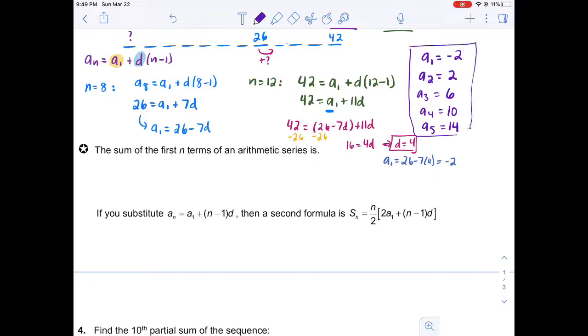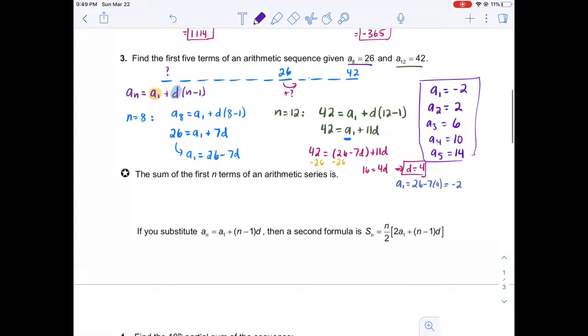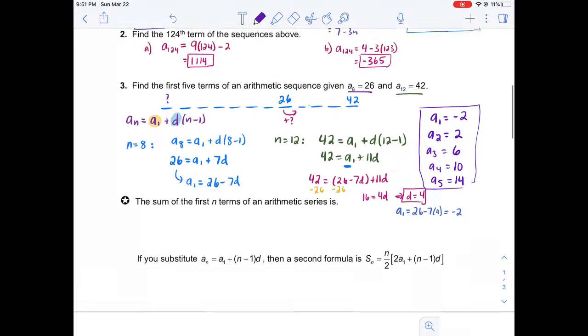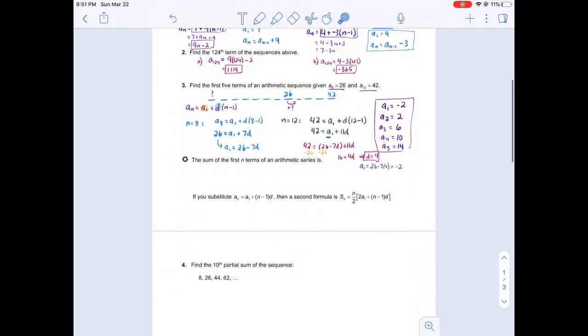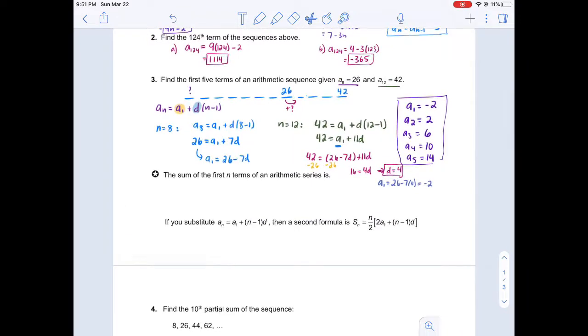The big idea with this one is that it shows us how we use a system of equations to solve this through. All right, so that is sequences. We can write them as explicit and recursive sequences, and we have these two main formulas here, and we can use those. Now we're going to take it a step further and turn these into an arithmetic series.